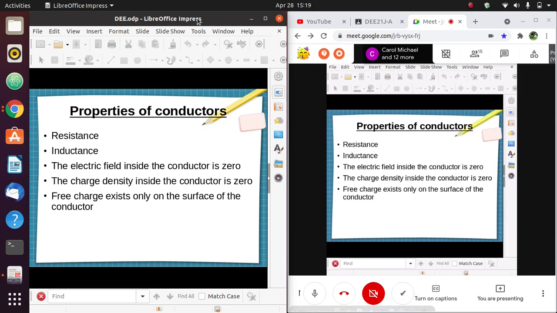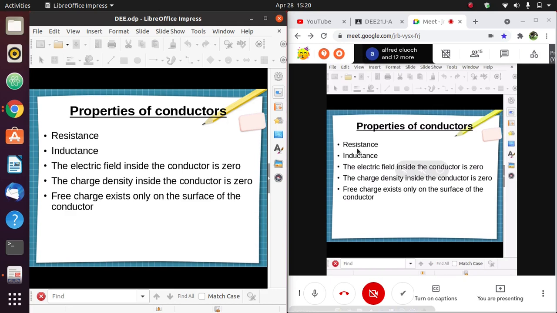Now another property is that the electric field inside the conductor is zero. Why? If there was an electric field existing inside the conductor, it would exert a force on electrons. Electrons are those free moving particles within the conductor. But when the conductor is in equilibrium, there won't be any force. So the force is zero, and the lack of force within the conductor allows that free movement of the electrons. Ndio maana unapata katika conductor there are free electrons, because there is no electric field within the conductor.